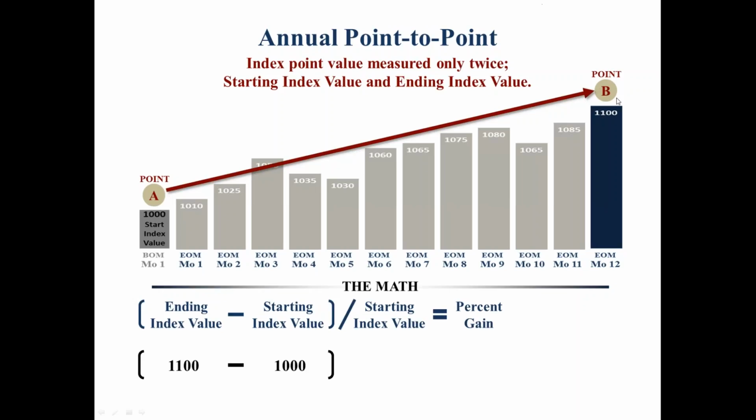As we can see here, the index ended at 1,100, and we started out at 1,000. So 1,100 minus 1,000 is a 100-point gain. We divide that by that 1,000 starting value, and that tells us that we have a 10% gross gain in the index.